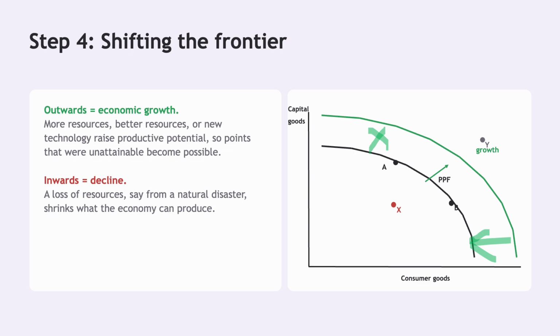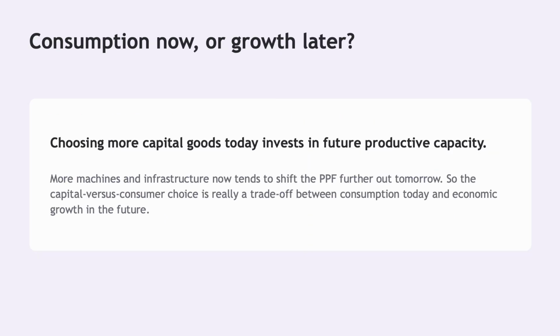Here is a powerful use of the diagram. An economy that chooses to produce more capital goods now, more machines and infrastructure, is investing in its future productive capacity. So choosing capital over consumer goods today tends to shift the PPF further out tomorrow. It is the trade-off between consumption now and growth later.